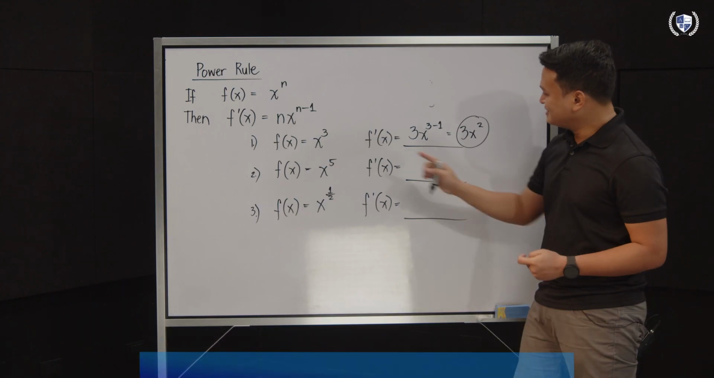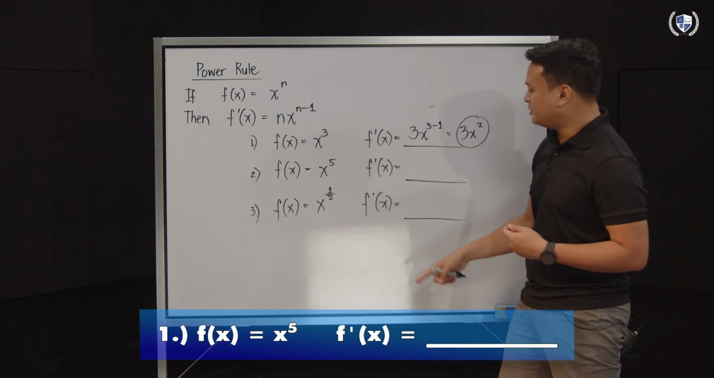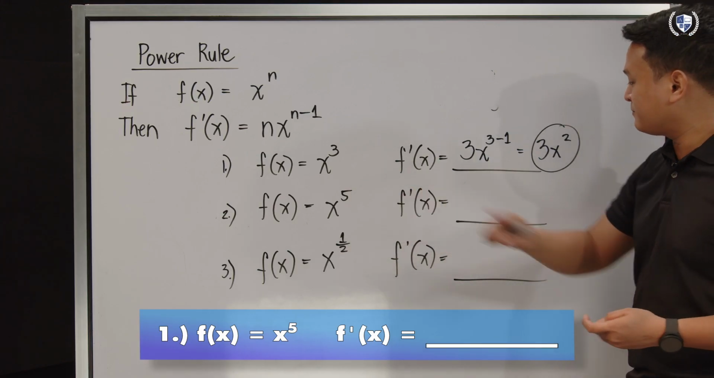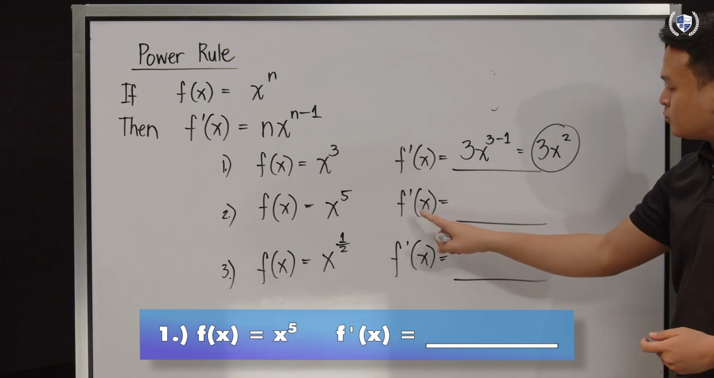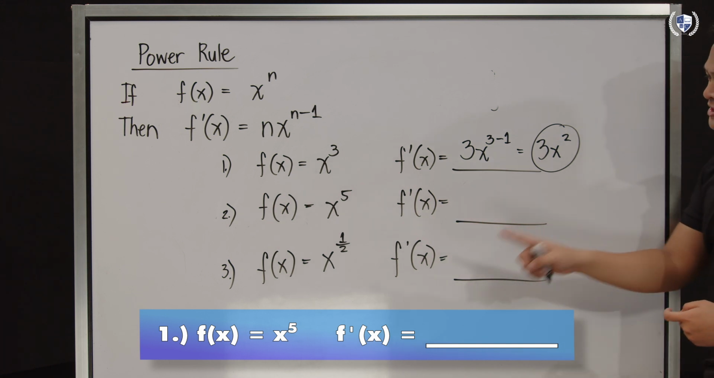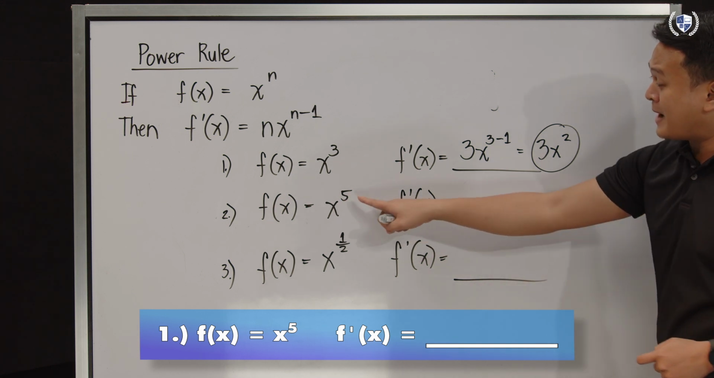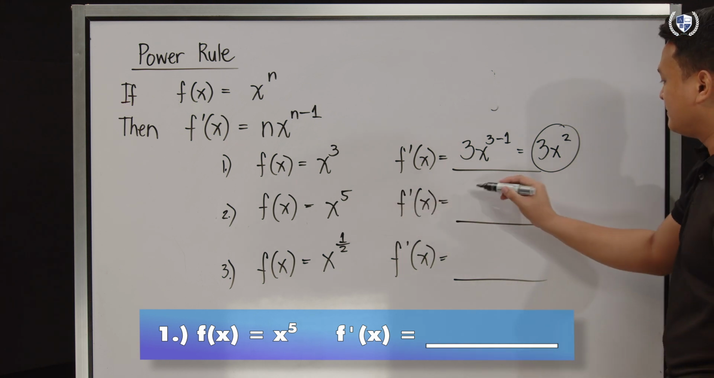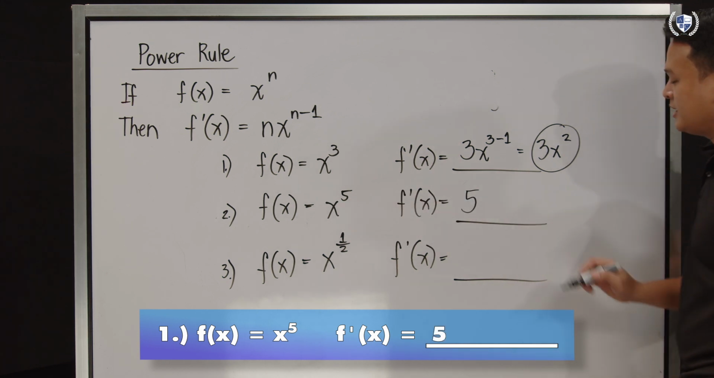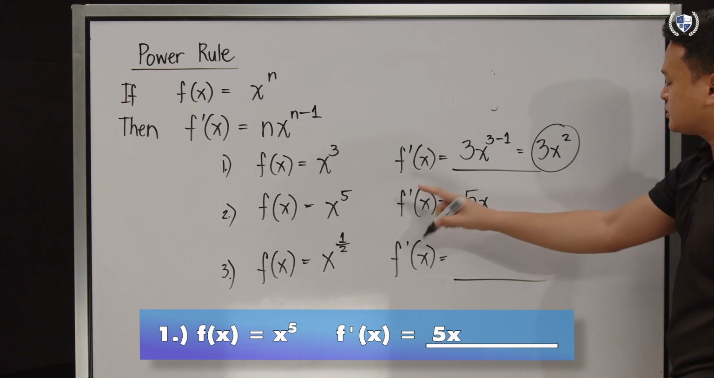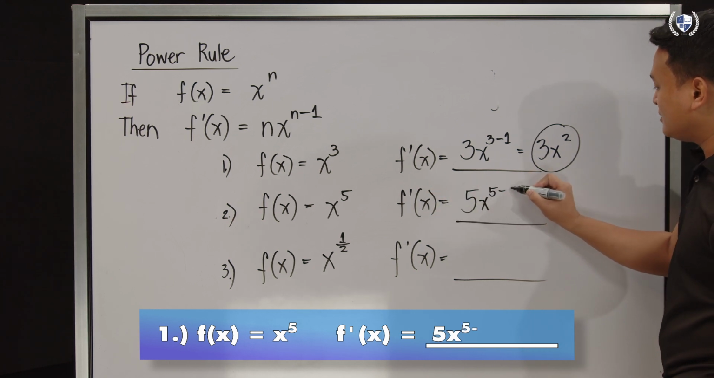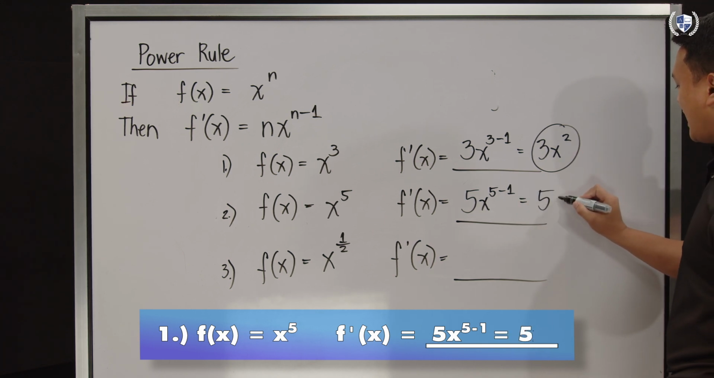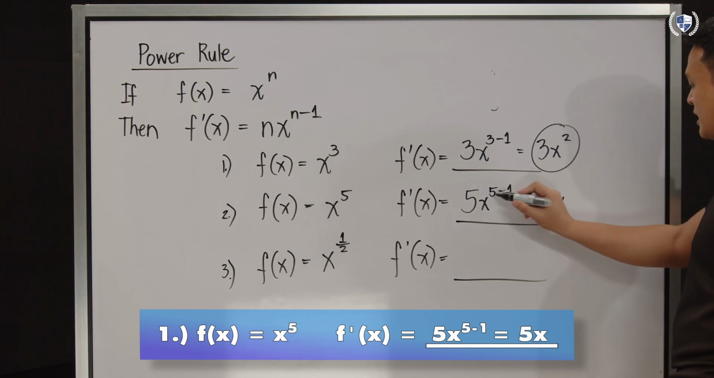Okay? So, let's look at our second example. Our f of x here is x raised to 5, x raised to the 5th power. Anong gagawin natin para makuha natin yung derivative niya? First step, baba mo yung exponent niya as its new numerical coefficient. Si 5, ibababa natin dito sa tabi niya. And then, x raised to 5 minus 1. Simplifying, this is just 5 times x raised to, ano ba yung 5 minus 1?